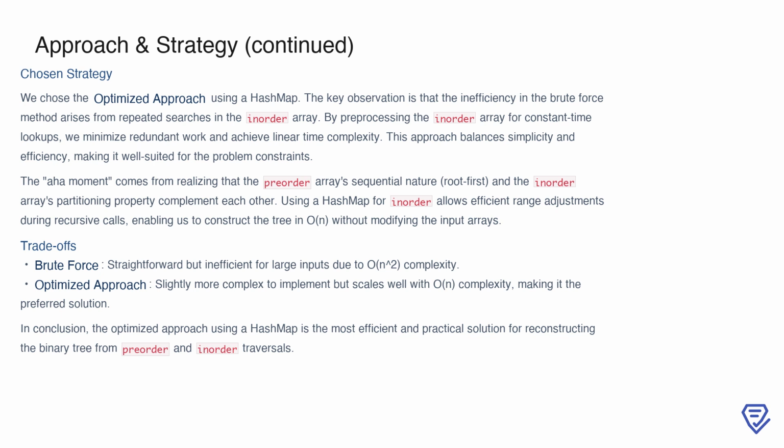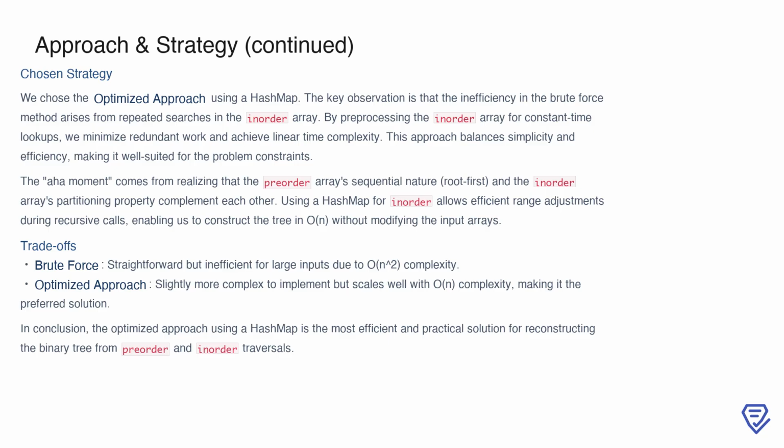The inefficiency in the brute force method stems from repeatedly searching the inorder array, which is avoided by pre-processing it for constant time lookups. This simple adjustment minimizes redundant work and allows us to achieve linear time complexity. The combination of the preorder array's root first sequence and the inorder array's partitioning property is key to this efficiency. By leveraging the hash map, we can adjust ranges dynamically during recursive calls without needing to modify the input arrays.